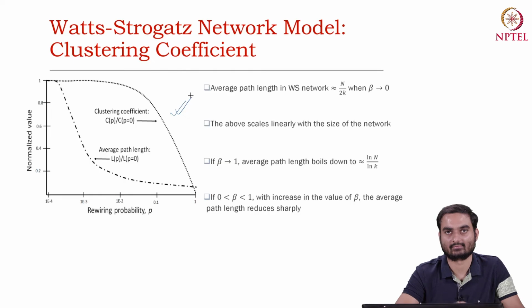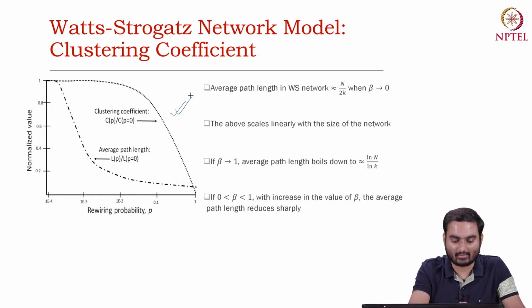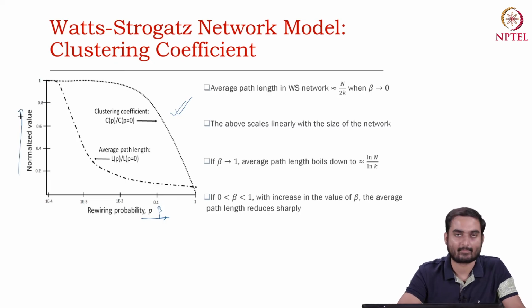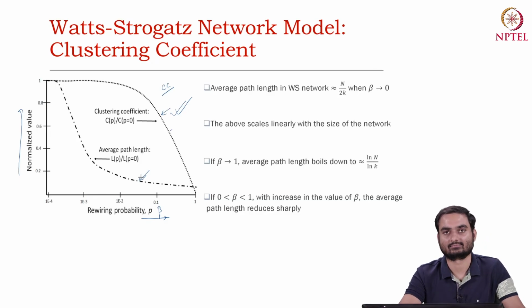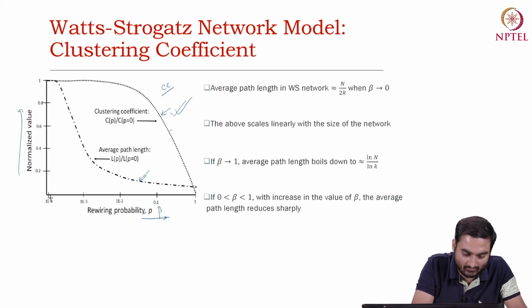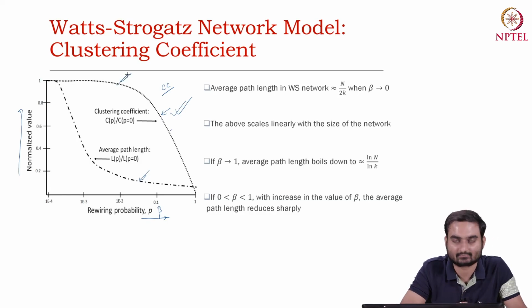This is the empirical result. Let's try to understand this curve. This is a very important curve. The x-axis is the rewiring probability, beta or p, whatever. And the y-axis corresponds to two things. There are two quantities that we are plotting. One quantity is the clustering coefficient, this one, and the other quantity is the average path length. What we try to understand is what the clustering coefficient is. Let's look at this curve first.